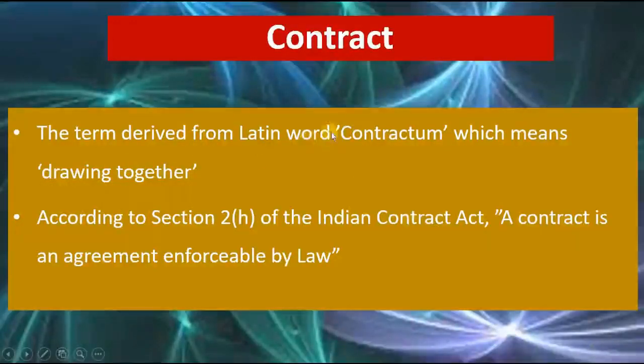The term is derived from the Latin word contractum, which means drawing together. So here drawing together means drawing the principles or the rules of agreement together, which is known by all the parties to the contract. And the second one, according to section 2(h) of the Indian Contract Act, a contract is an agreement enforceable by law. So here you can identify three major words. The first one, contract, which is an agreement and which should be enforceable by law. So here enforceable by law means if any one of the party failed to fulfill the contract, another party can take legal action.